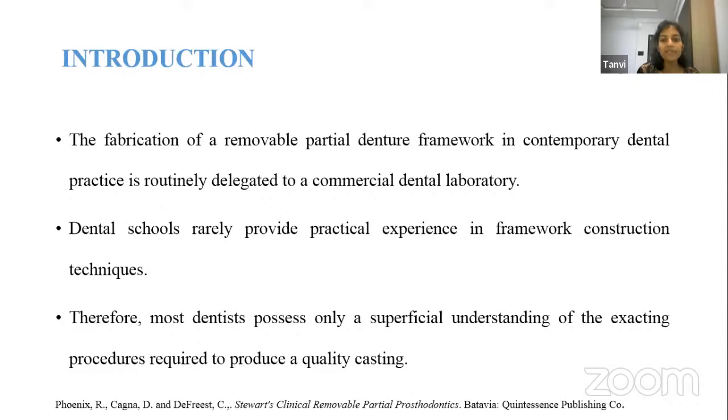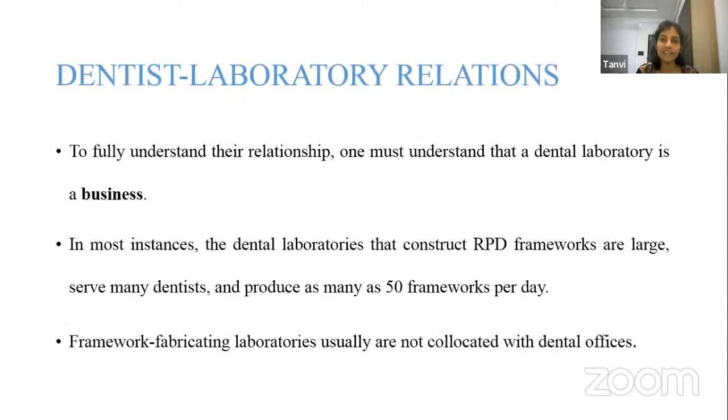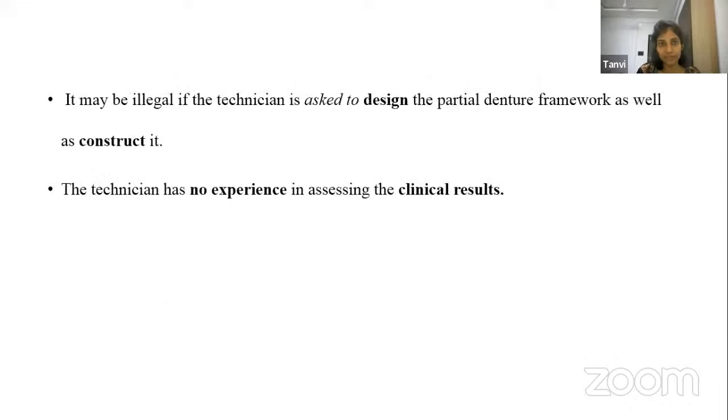So here comes the significance of the dentist and laboratory relation, where a dental laboratory is running a business of constructing frameworks, at least 50 per week, but proper guidance is required to the technician by the clinician, so he constructs frameworks which are well acceptable to the patients.